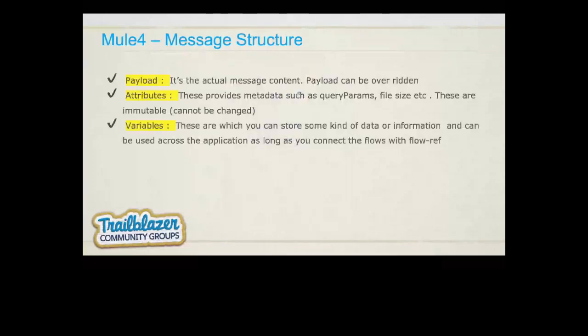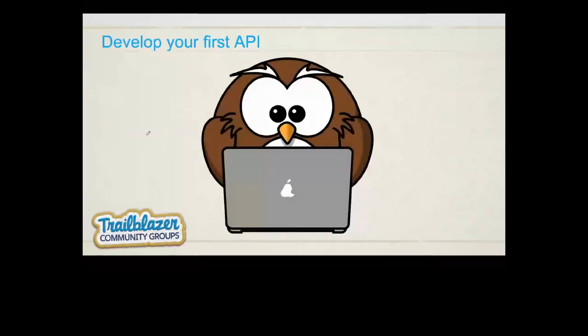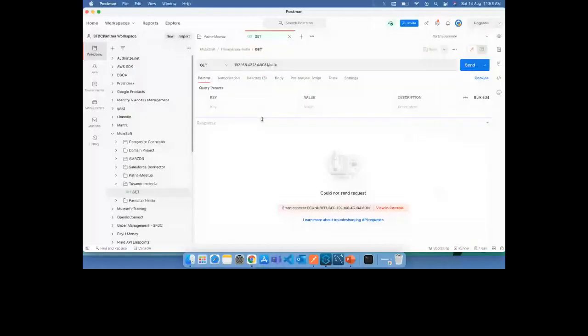So again, we've talked about the Mulesoft payload, attributes, and variables. We are going to design our first API. Before we go ahead, all you need is to download Postman for your system, or you can use Advanced REST Client, or any other web service testing tool, which might be a SOAP API tool. You can use any of those.